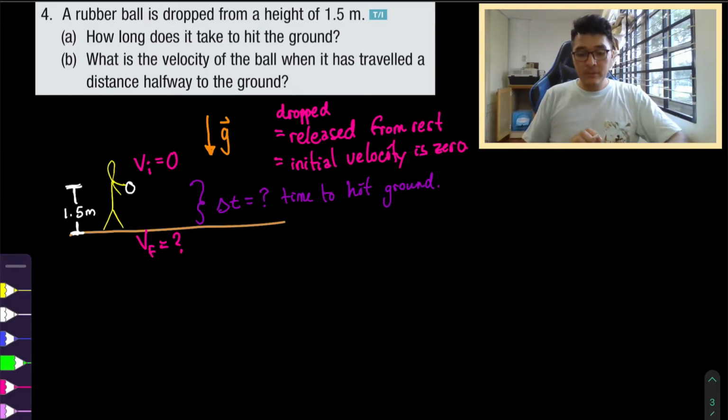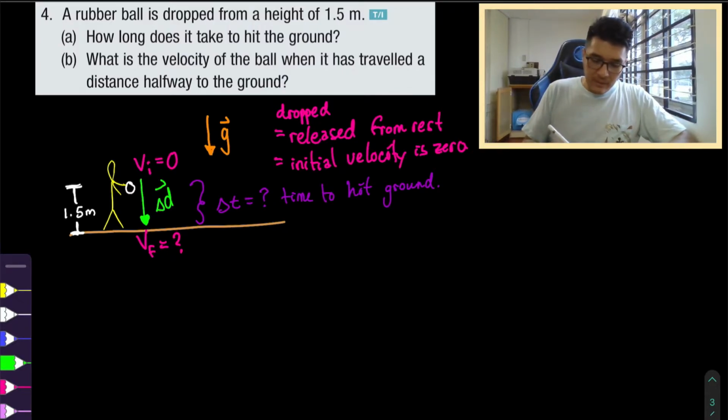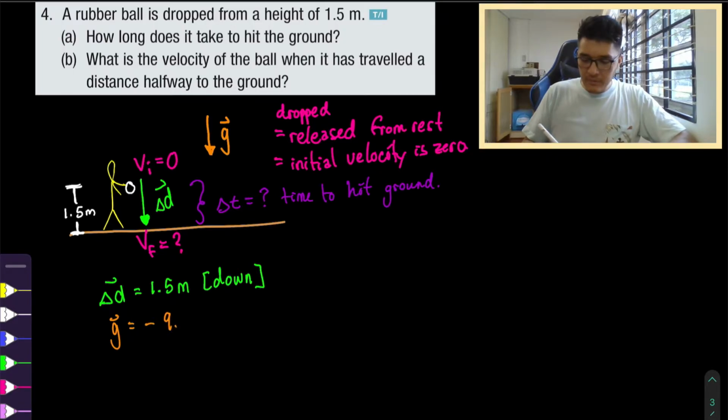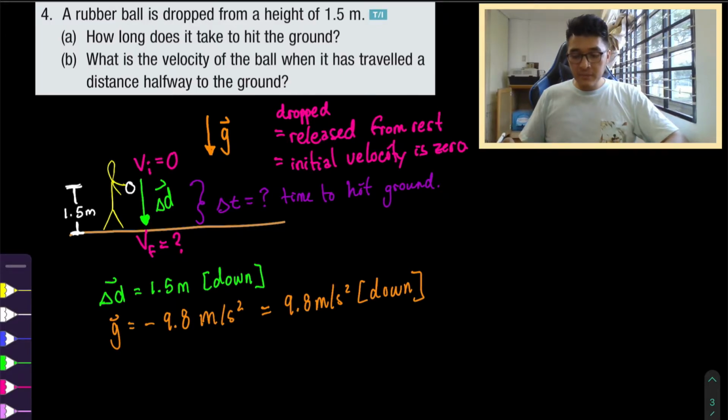Now, the other tricky part of this question is because the object's being dropped, that displacement is actually in the downwards direction because we're dealing with vector quantities and we need to consider the directions. So our displacement is actually a vector quantity, and in this case, it points downwards. So our displacement is delta d, which is going to be 1.5 meters down. Our g, we said it was negative 9.8 meters per second squared, or you could think of this like 9.8 meters per second squared down. They're equivalent. So that's all the information that they give us here.